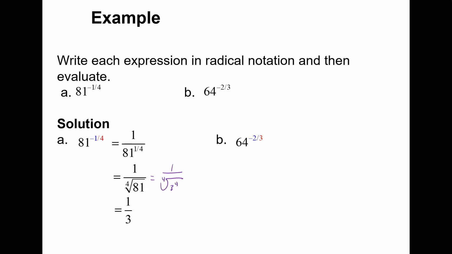All right, what about this one? Well, this is going to give us 1 over 64 to the 2/3. Now we're going to have the third root of 64 squared, and so that's going to give us this. And guess what? 64 is 4 times 4 times 4. So when we take the cube root of it, it's going to be just 1 over 4, but then it's going to be squared, and 4 squared is going to be 1 over 16. And so that will give us our final answer here.